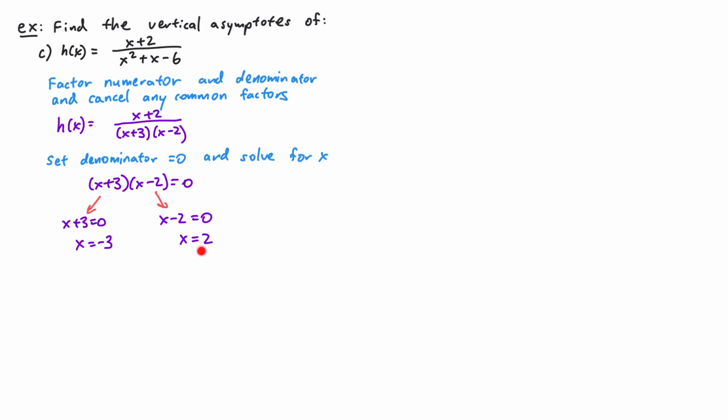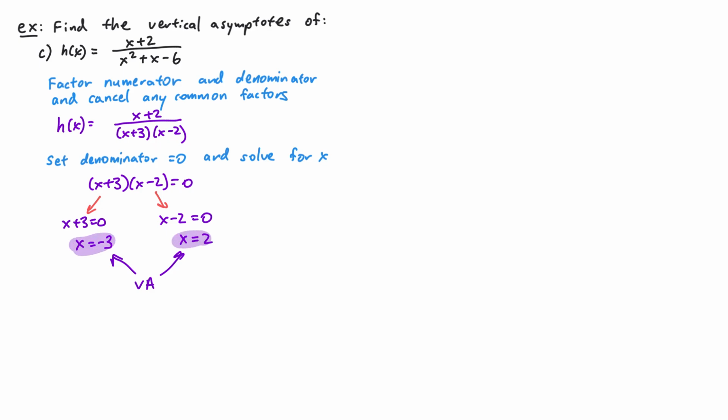Now, these two x values will make the denominator of my fraction equal 0, but the numerator will not equal 0. That's why, as x approaches those two numbers, our fraction will go to infinity or negative infinity. So both x equals -3 and x equals +2 are vertical asymptotes for this rational function.